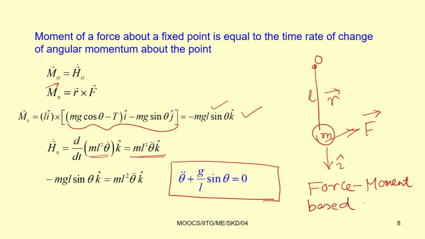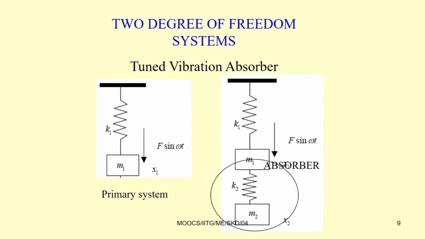So, if you have a rotating system, you can apply either the force based approach or the moment based approach, or if you have only a translating system, you can go for the force based approach. This way you can derive the equation of motion of a single degree of freedom system. Similarly, you can derive the equation of motion of a multi degree of freedom system.